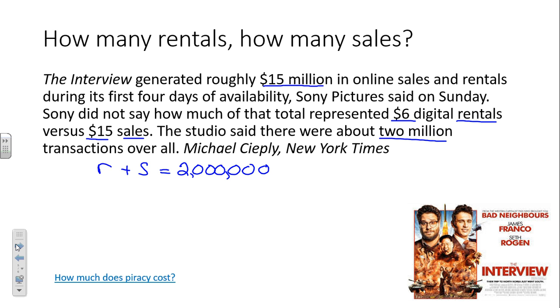So that's how many transactions there were. Now let's talk about money. How much was a rental? $6. So $6 for every rental. How much for sales? $15 per sale. How much money did they make? 15 million.